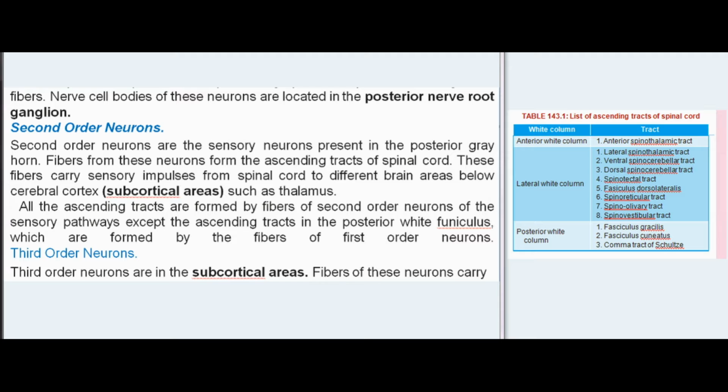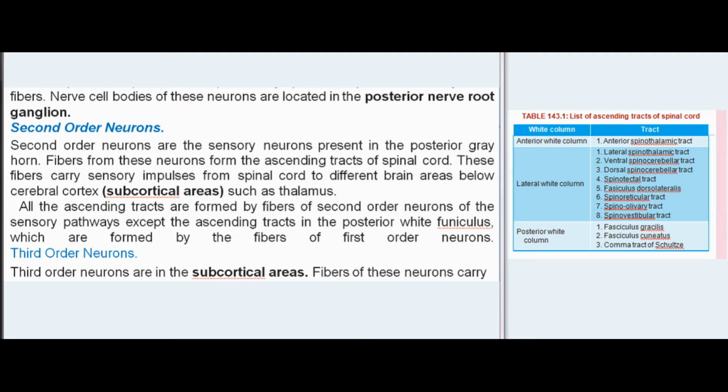Second-order neurons. Second-order neurons are the sensory neurons present in the posterior gray horn. Fibers from these neurons form the ascending tracts of the spinal cord. These fibers carry sensory impulses from the spinal cord to different brain areas below the cerebral cortex, subcortical areas such as the thalamus. All the ascending tracts are formed by fibers of second-order neurons of the sensory pathways, except the ascending tracts in the posterior white funiculus, which are formed by the fibers of first-order neurons.